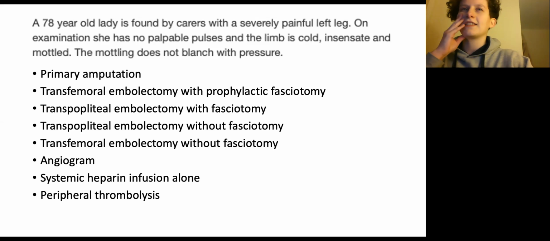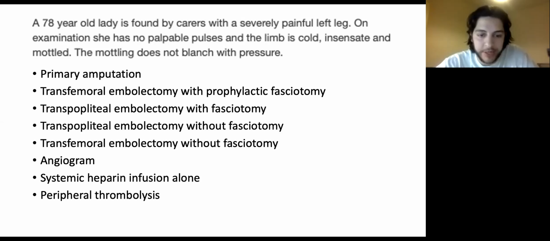So the chat is saying primary amputation. The last question, here we go. That is correct, amputation. So well done for everyone who said that. The reasons for this are that the acute limb ischemia has progressed too far by this point. She hasn't got any pulses, pulseless, perishingly cold, paralysis, the skin's mottled and it doesn't blanch with pressure, which means that there's no blood filling the leg. So amputation would really be the only option there, or a palliative approach.